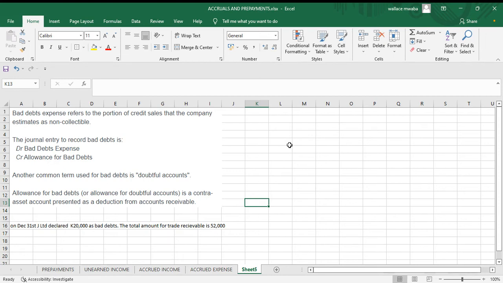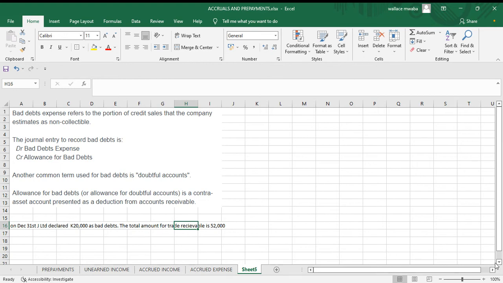So the journal entry is you're going to debit the bad debts expense and you credit the allowance for bad debts. As you can see in this question here, on 31st December, J Limited declared 20,000 as bad debts. The total amount for the trade receivables is 52,000.